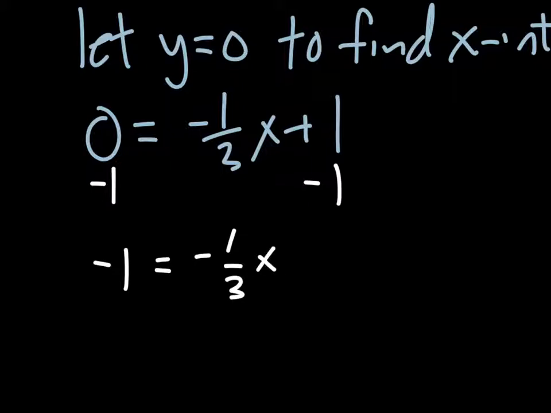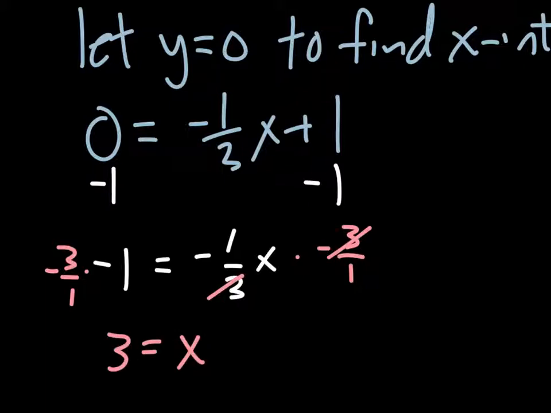And then we divide by negative 1/3, which to divide by a fraction, we're really multiplying by the reciprocal of that fraction. And if you're unclear about what that is, you might want to review how we multiply and divide by fractions. But dividing by negative 1/3, same as multiplying by 3/1. Those will divide out, and we're left with x equals 3. So the x-intercept is 3, 0.